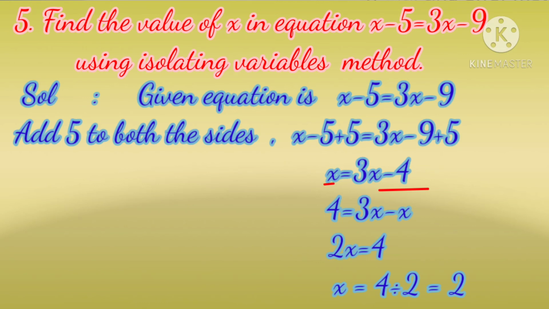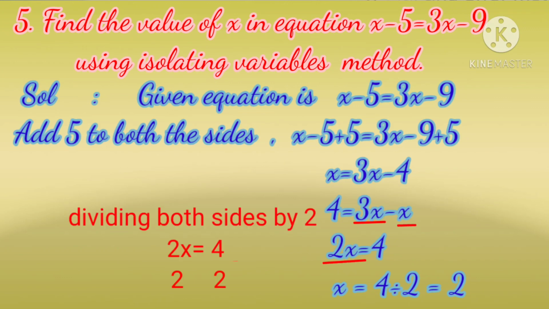So 3x, this x will shift to the right side. It means 3x minus x is equal to 4. So 3x minus 1x is 2x. So 2x is equal to 4. Now divide both sides by 2. So x is equal to 4 divided by 2. So this 2 and 2 will cancel out. Here only x will be left. So x is equal to 4 by 2, that is 2. So x is equal to 2 is the solution of this equation. So this is the method of isolating variables.